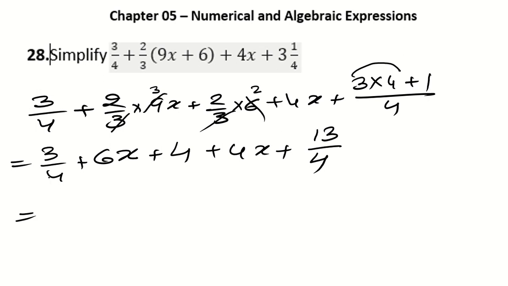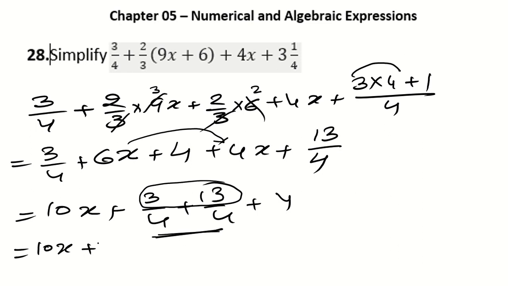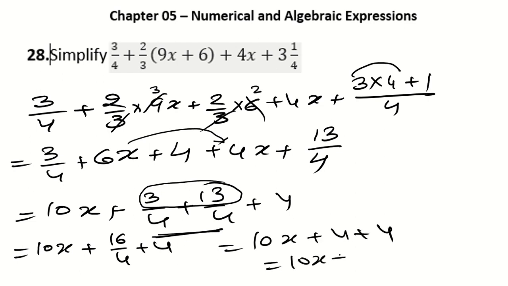Now this is 6x plus 4x, it is 10x because they are like terms, plus 3 over 4 plus 13 over 4 plus 4. Now what we can do here, we can add the numerators because the denominator is the same. So 13 plus 3, 16, 16 divided by 4 is 4. So this is 10x plus 4 plus 4, and 4 plus 4 will be 8. So its answer will be 10x plus 8.